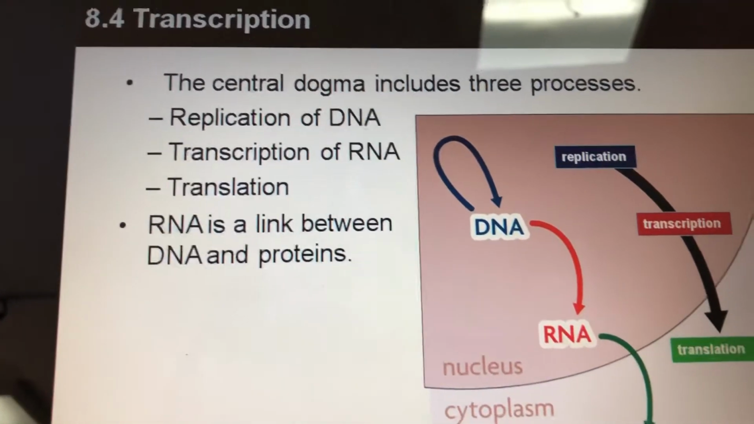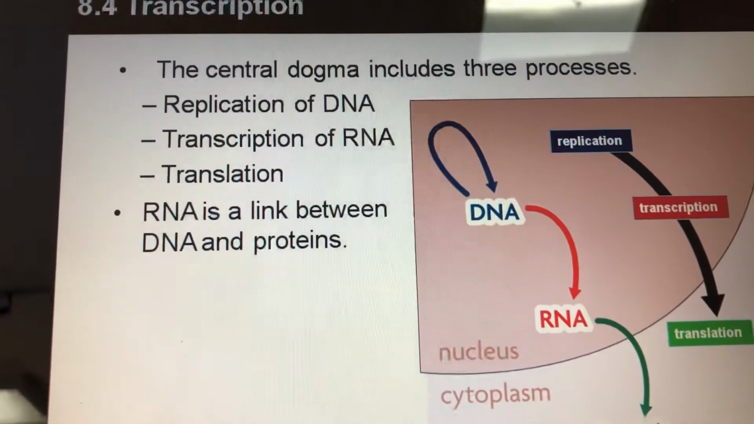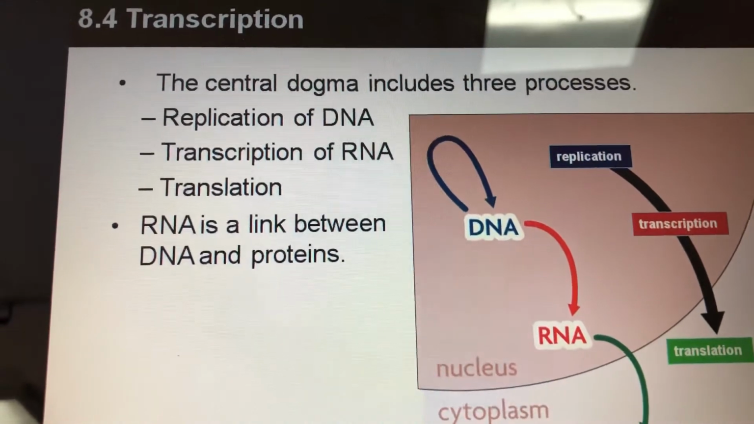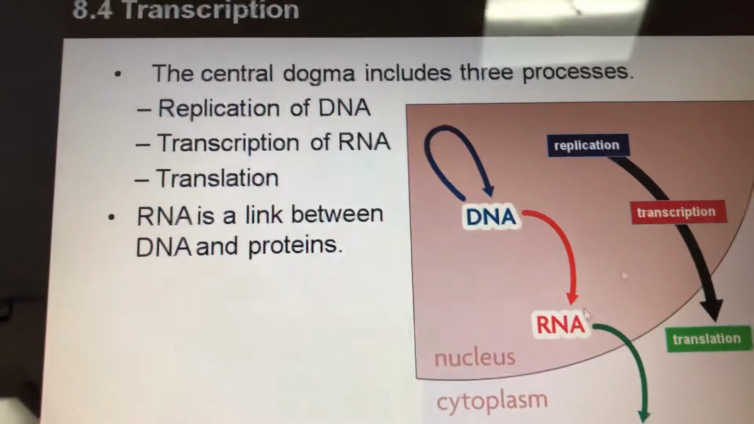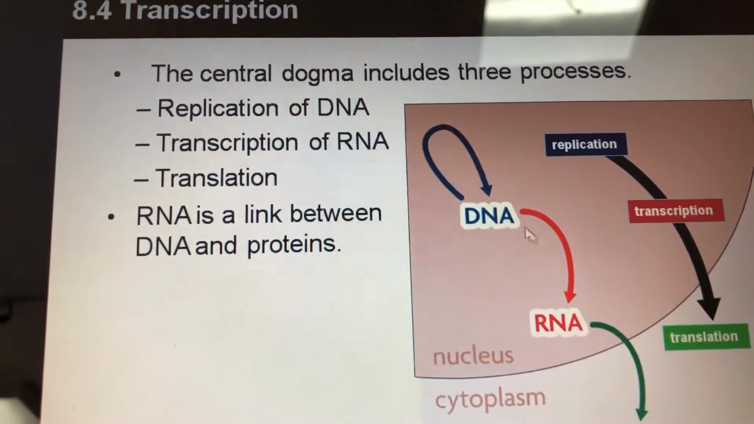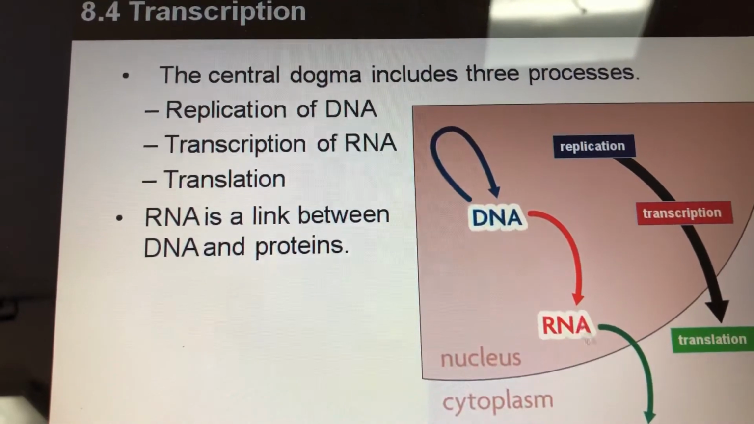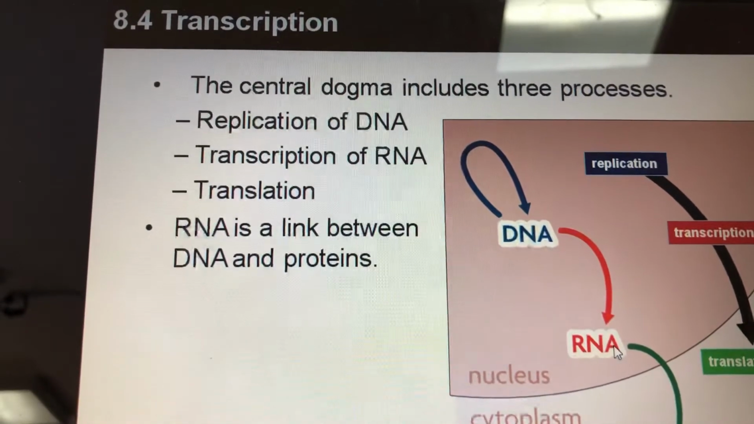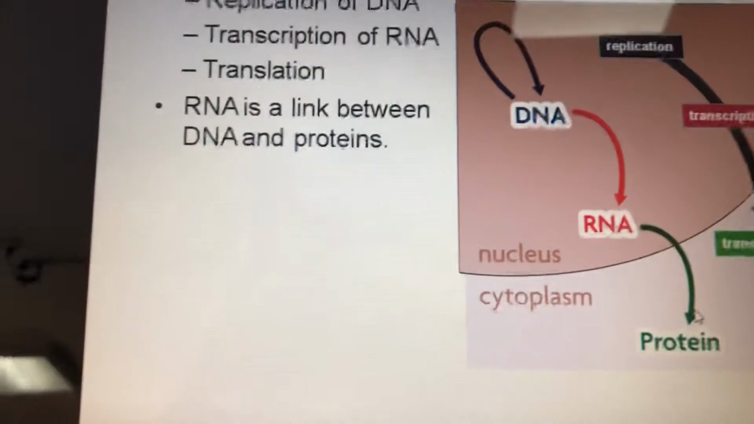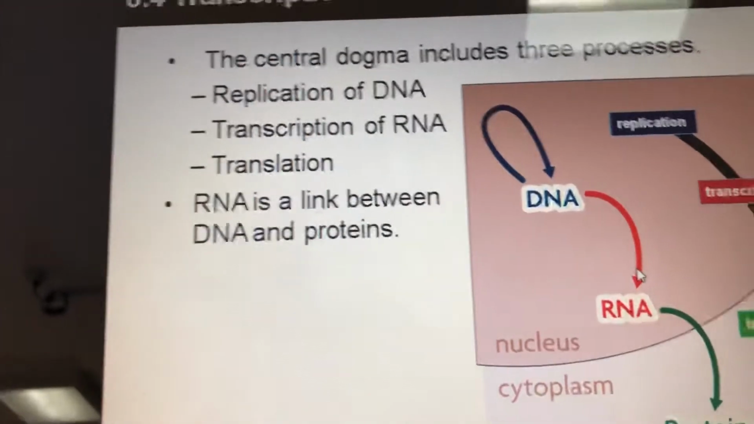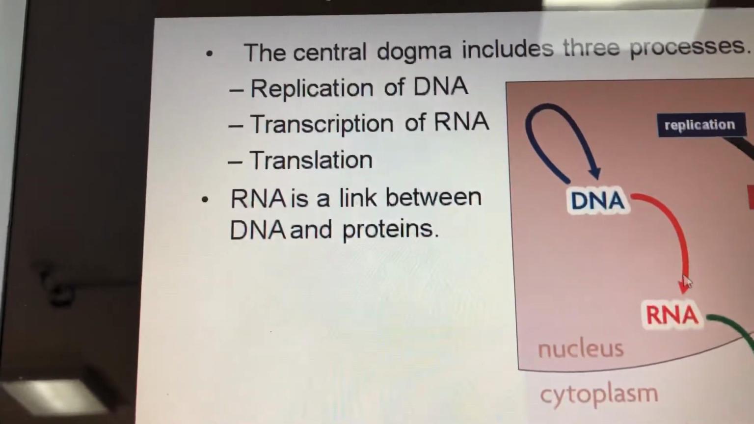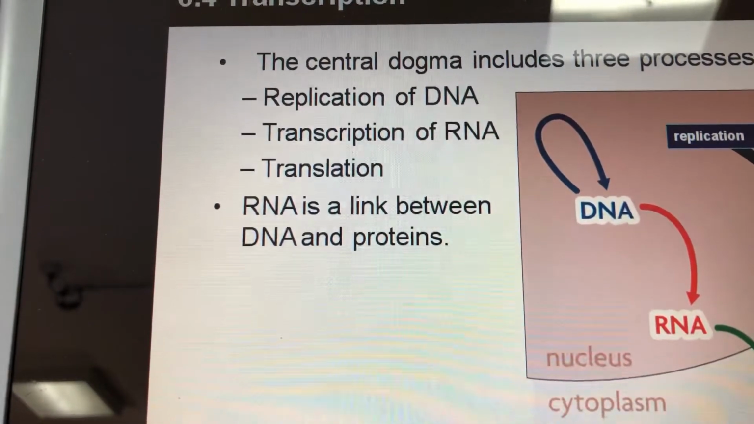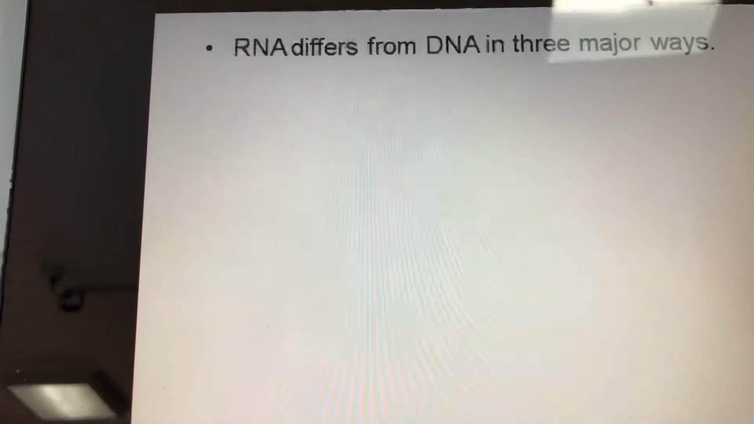So, the main point you have to keep in mind is that RNA is a link between DNA and protein. So, it is an intermediate molecule between DNA and proteins, because DNA only gives instructions, and RNA is the messenger to make these proteins.